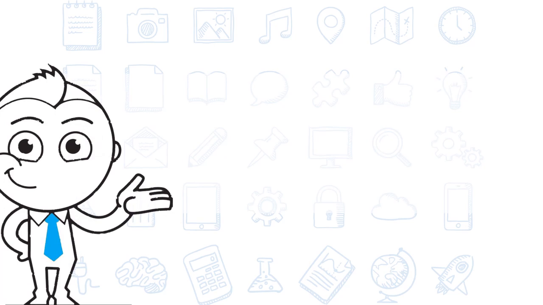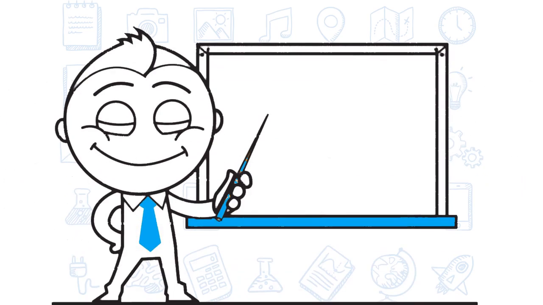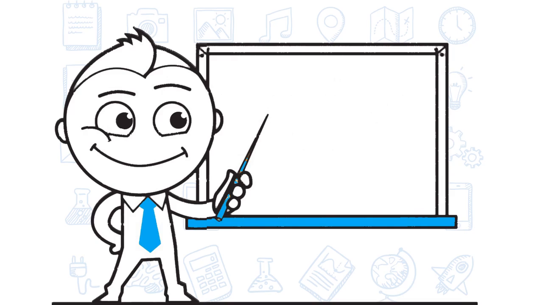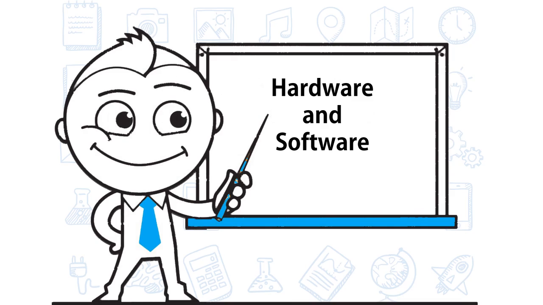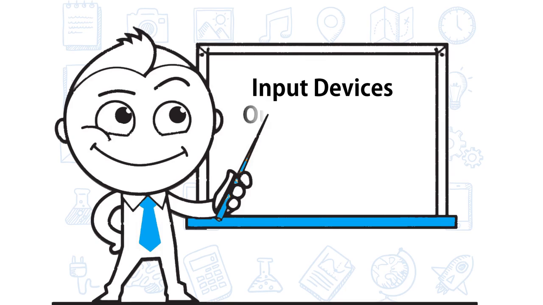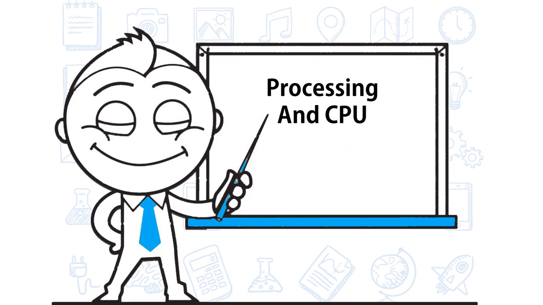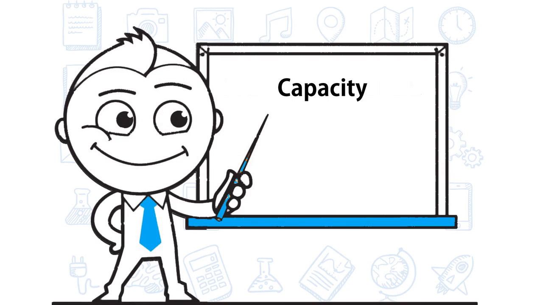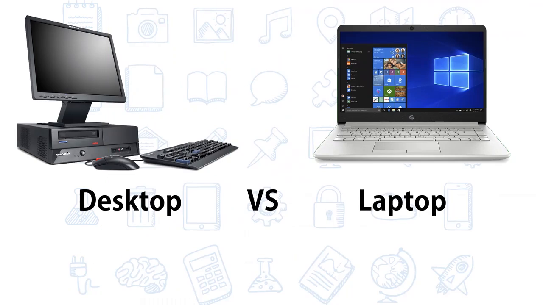Today I will be teaching you some computer culture general information. And here are the things that we will be talking about. Difference between a desktop and a laptop. Origin of the word computer. Hardware and software. Input devices, output devices, and storage devices. Processing and the CPU. Motherboard. RAM and hard disk. And capacity. So let's start with desktop versus laptop.